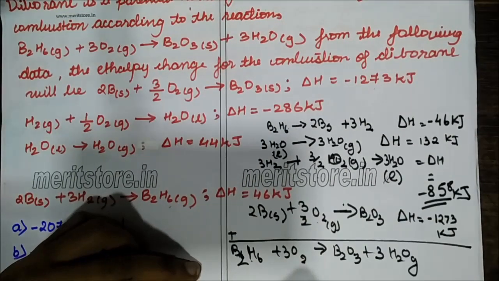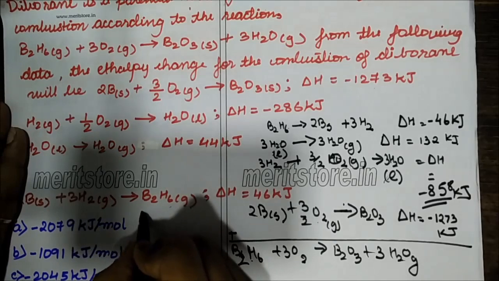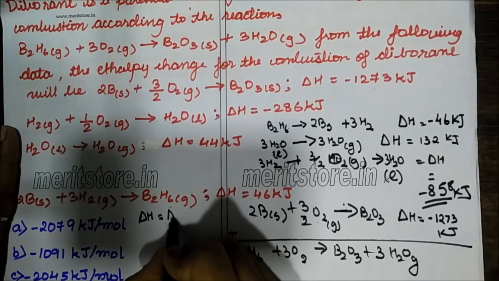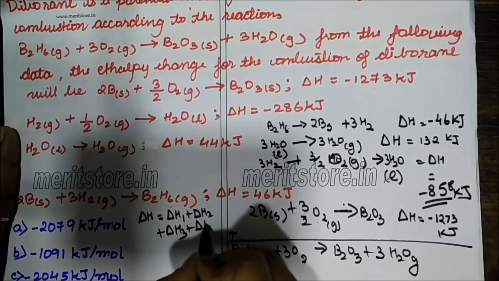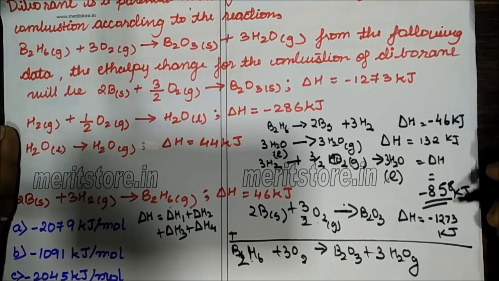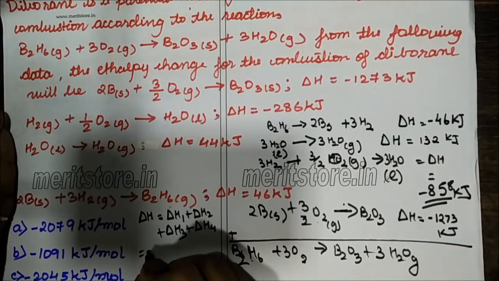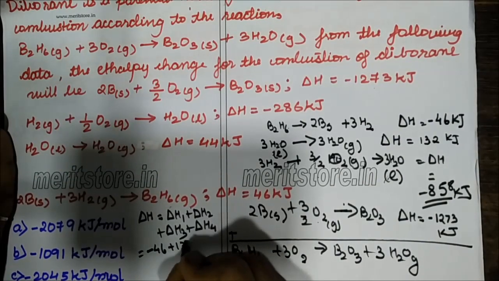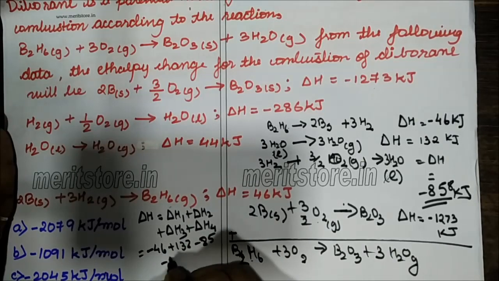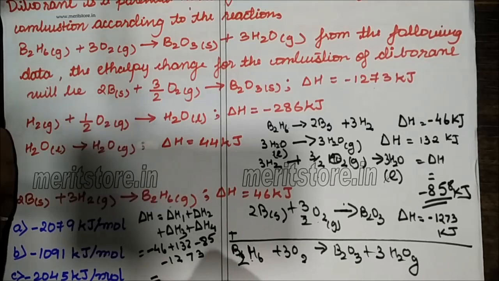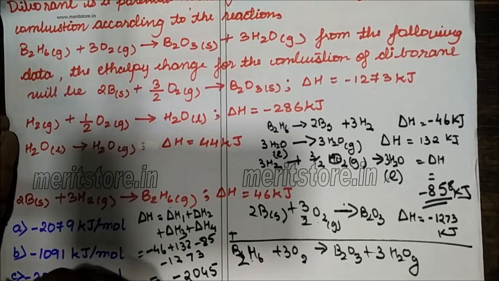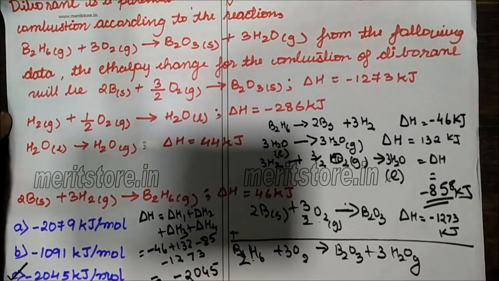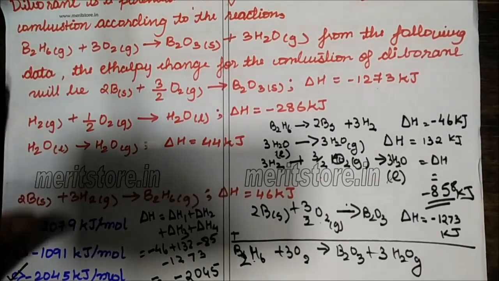Now we know for a rule that delta H is delta H1 plus delta H2 plus delta H3 plus delta H4. So all I have to do is just add all the deltas that are given here. So this would be minus 46 plus 132 minus 858 minus 1273, and this would give me my final answer, which is minus 2045. Okay, so the correct answer is C, minus 2045 kilojoules per mole. Next question.